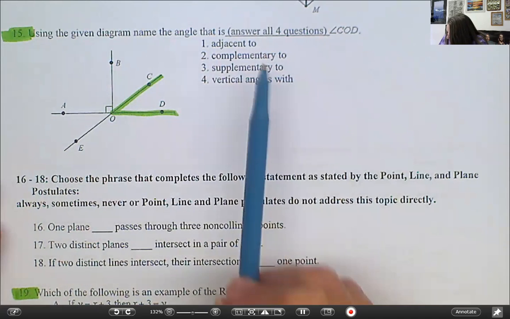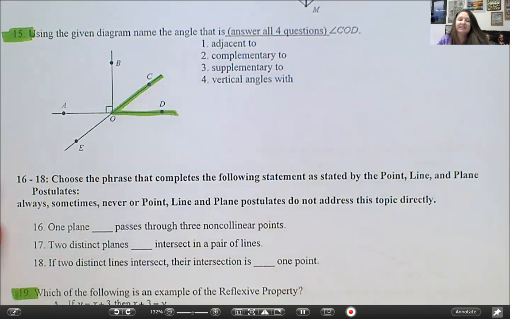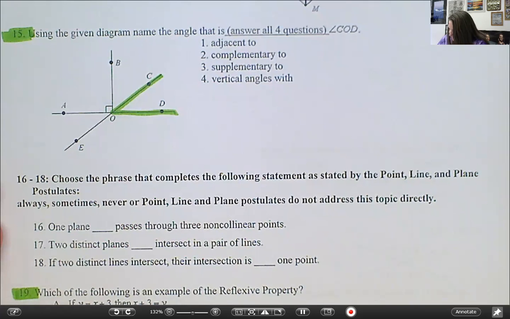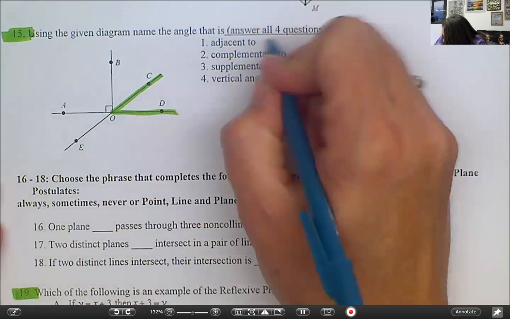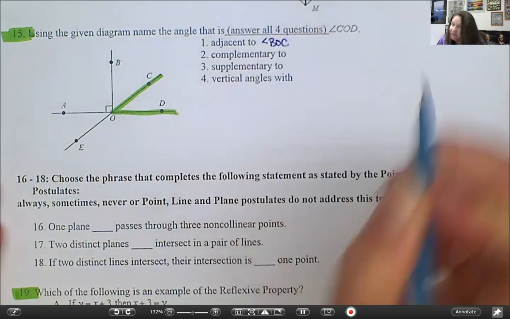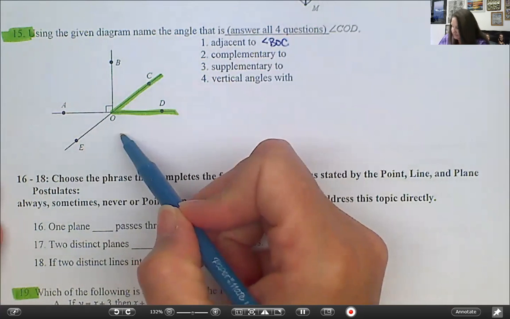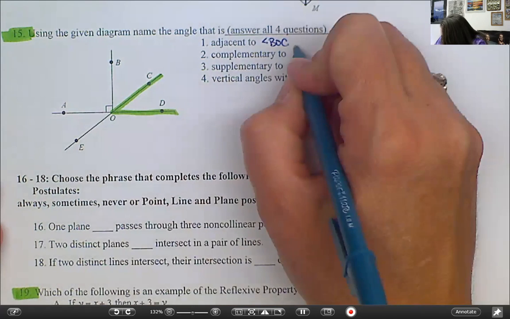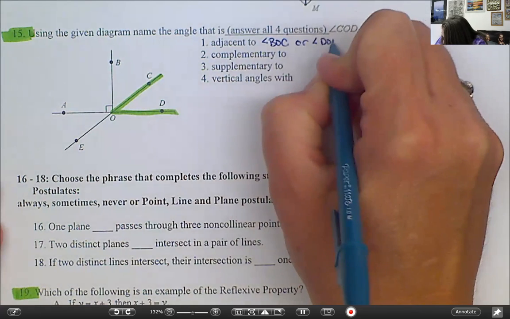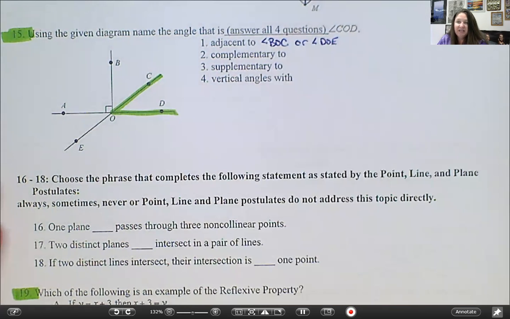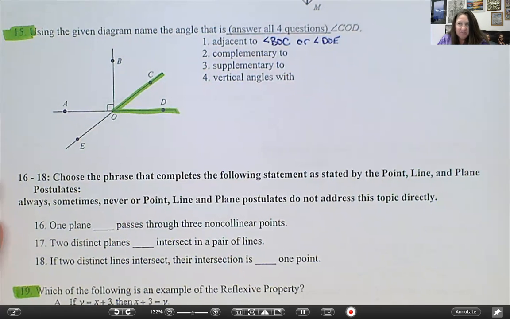I would want to know an angle that lies adjacent to COD. Well, adjacent has to be right next to or share a side. So that could be angle BOC. But if you didn't see that as one of your choices, then you'd want to look on the other side to see what's connected to it. And we could see the angle DOE would also be an adjacent angle. Keep in mind there could be more than one choice, so you want to make sure that you check to see which choice is actually in your multiple choice selection.